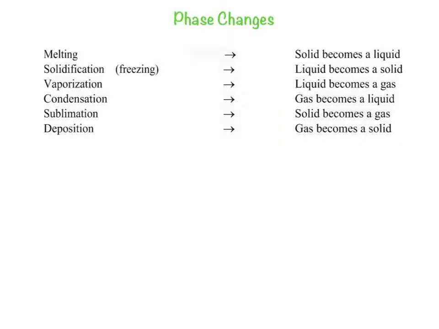Okay, so let's talk about phase changes now. A phase change involves a substance going from one state of matter to another. So melting, for example, is a solid becoming a liquid. Solidification is liquid becoming a solid. Vaporization is liquid becoming a gas. We've got condensation, sublimation, and deposition as well.